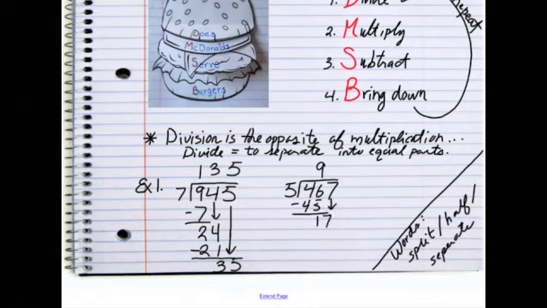Bring down my 7. Repeat. 5 goes into 17 3 times. 3 times 5 is 15. Subtract. Gives me 2. There's no number to bring down here, which means I'm left with a remainder of 2, or 93 remainder 2. You may also know how to continue your division so that you have a decimal answer. That's great if you know how to do that, but we will study that very soon. For now, we can just use the remainders.